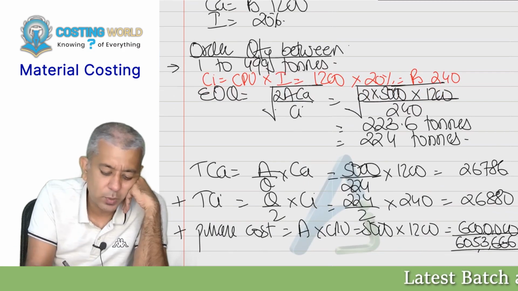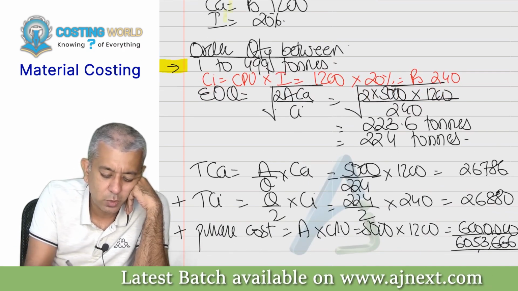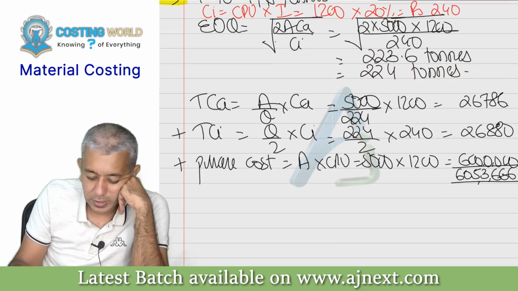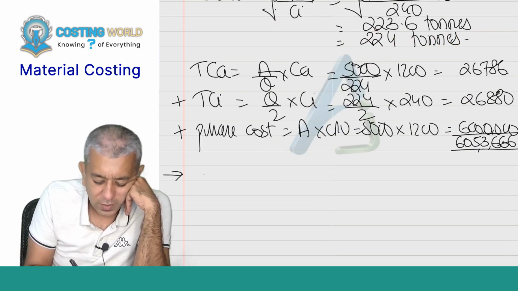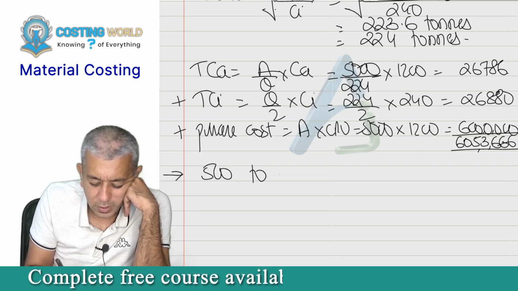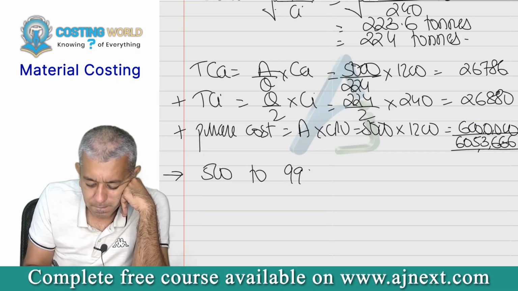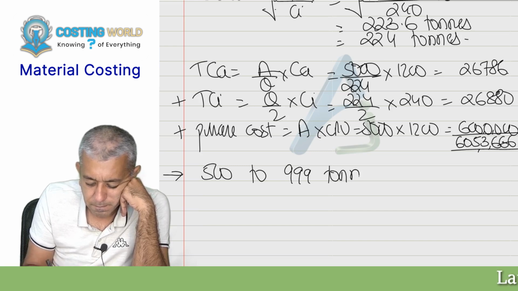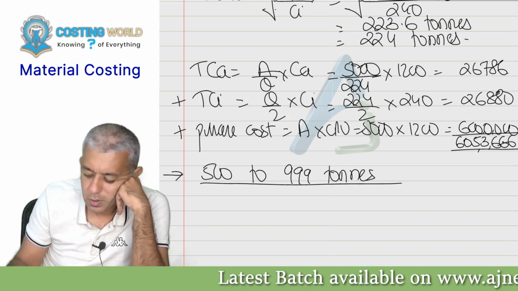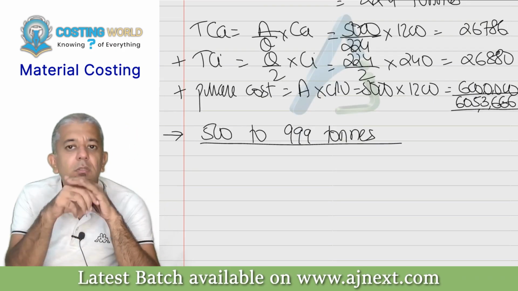I'll not be coming back to it. So this particular part is altogether over. Now our next part. Whatever surprise is there will all be here only. 400 to 999 tons.